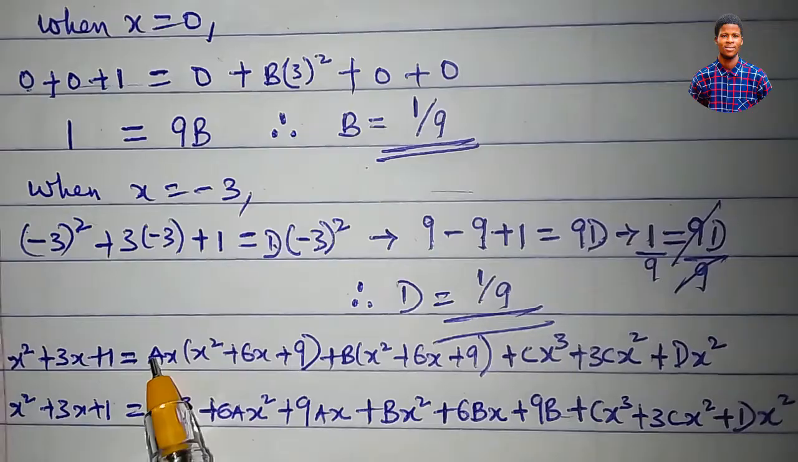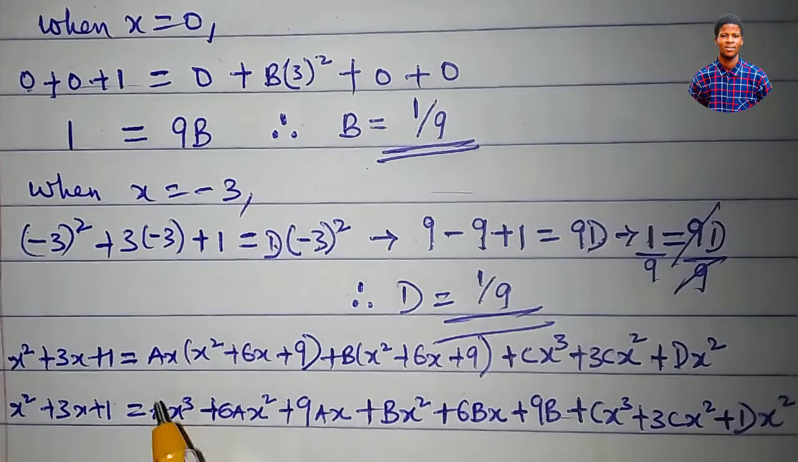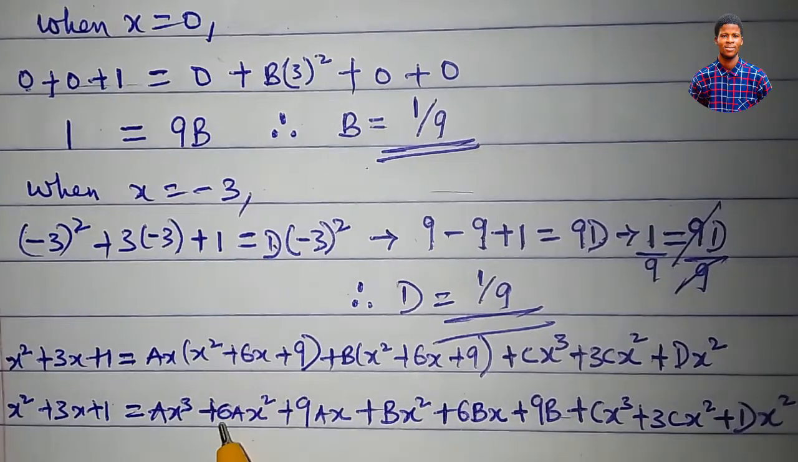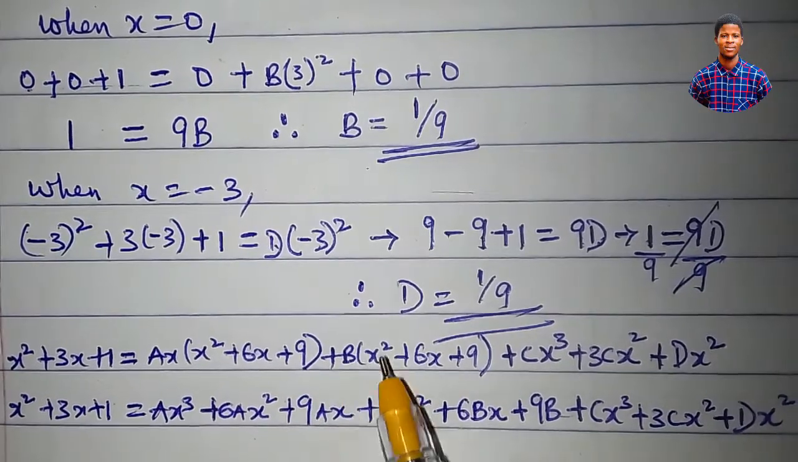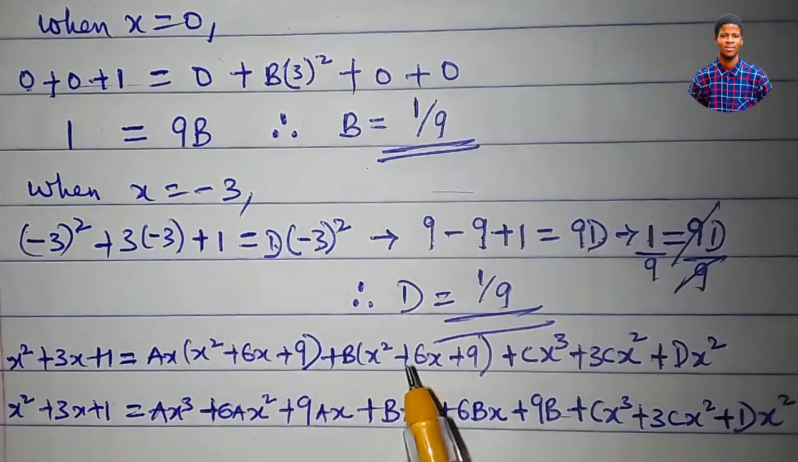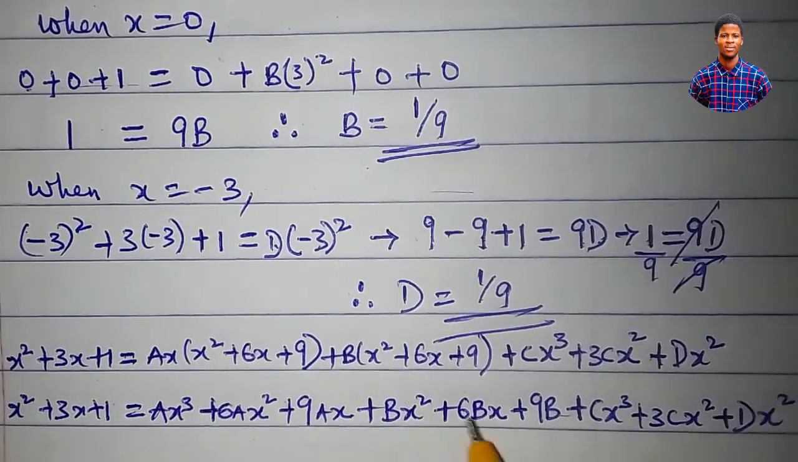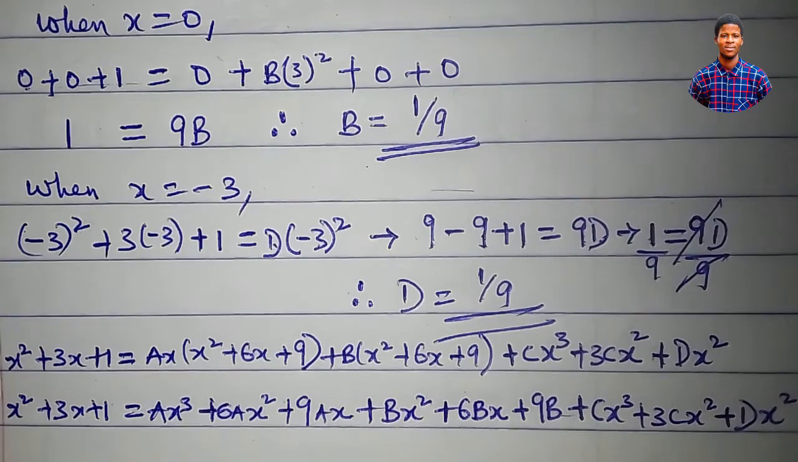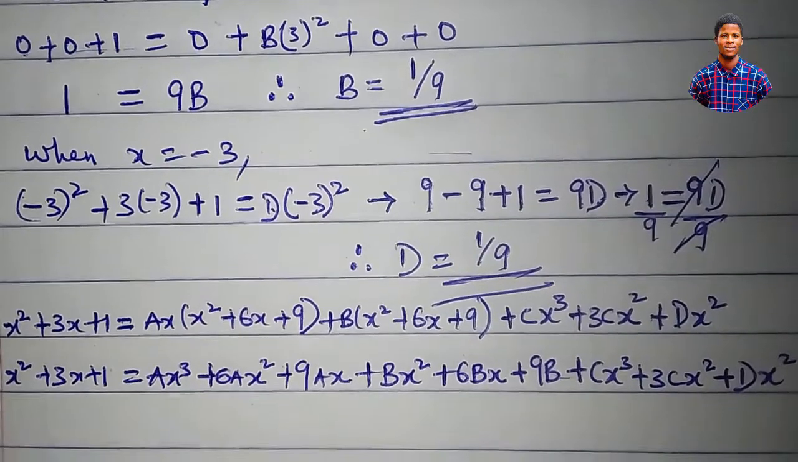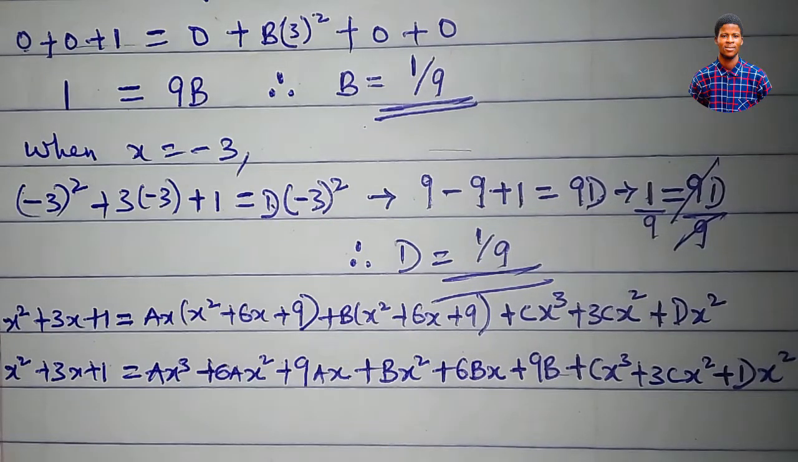Okay? Ax times s squared, as cubed. Ax times 6s, 6ax squared. Ax times 9, 9ax. B times x squared, bx squared. B times 6s, 6bx. B times 9 is 9b. And all others will follow. I'm expanding because I will have to compare coefficients to get A and C.